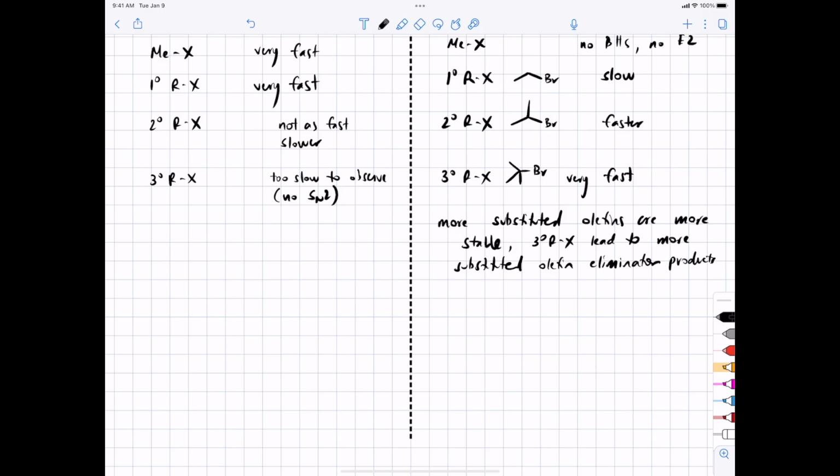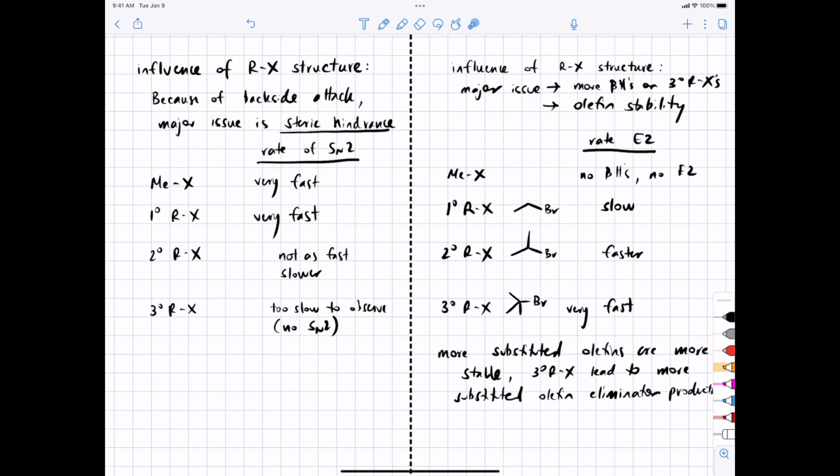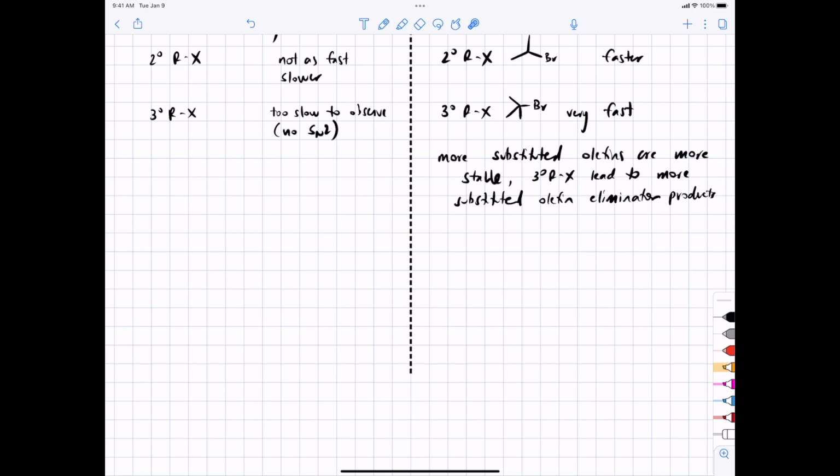Now, why should product stability affect the rate of the reaction? That connection is not totally clear yet, and we can talk about times when that product stability should influence the rate of the reaction. We will just say that for the E2 transition state, there is significant pi bond character.